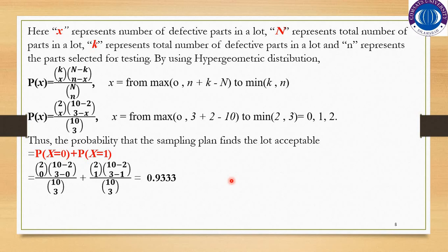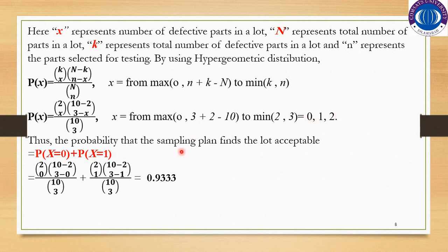So by applying the probability mass function of the hypergeometric distribution, which is P of x is equal to this, x goes from maximum of 0, n plus k minus N, to minimum of k and n. So as small n is 3, as they are testing only 3 parts, k is equal to 2, as there are only 2 defectives in the lot, and capital N is equal to 10. And minimum of k and n, k is 2 and n is 3. So this is 3 plus 2 minus 10. This is a negative value and this is 0. So for sure 0 is the maximum. We will start from 0 and the minimum is 2. So it will be 0, 1 and 2.